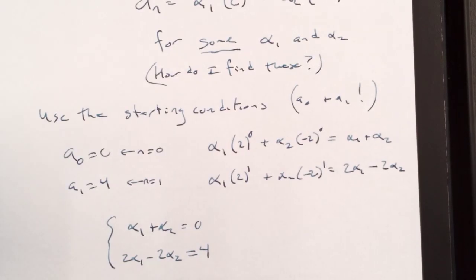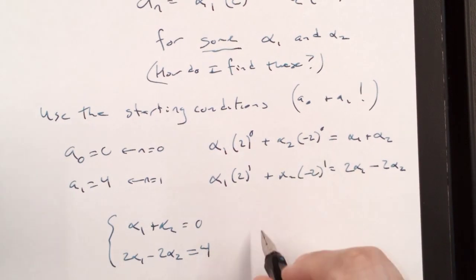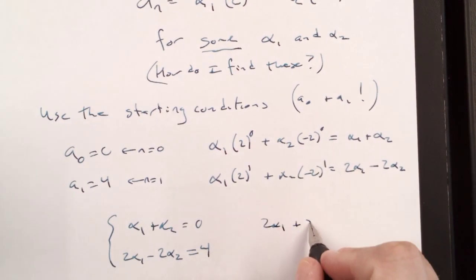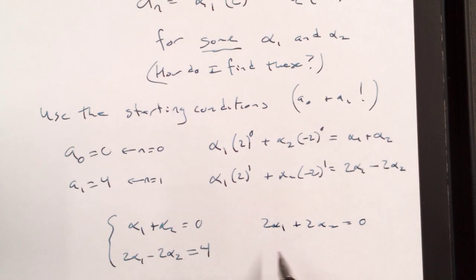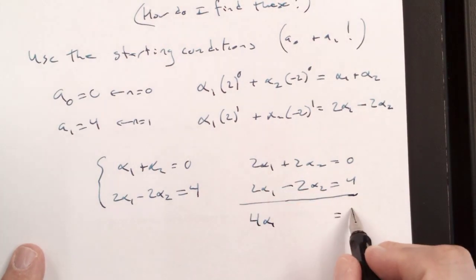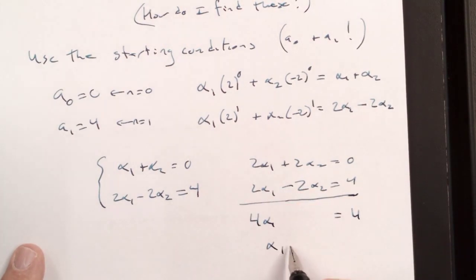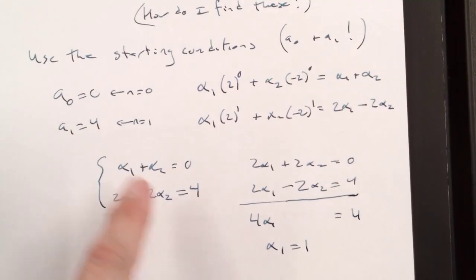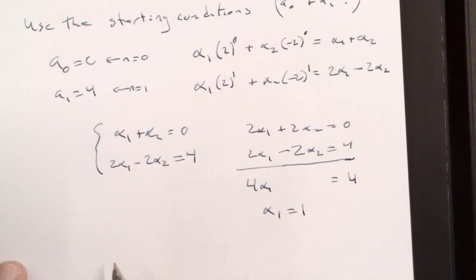I multiply the top equation by 2. I get 2 alpha 1 plus 2 alpha 2 is still 2 times 0 is 0. Bottom equation does not change. Add those together. Elimination by addition. 4 alpha 1 equals 4. So alpha 1 must be 1. If that's the case, what's alpha 2? Take that, put it back in, solve.